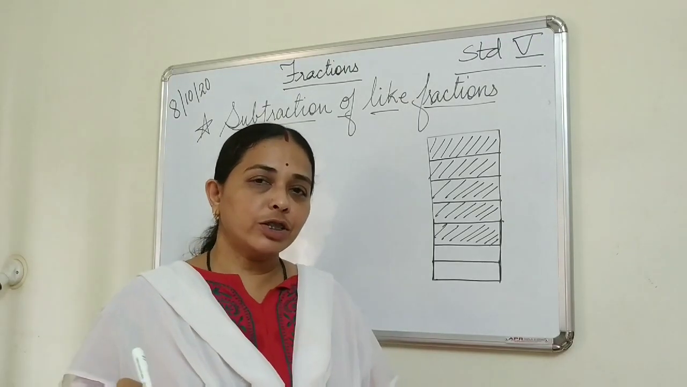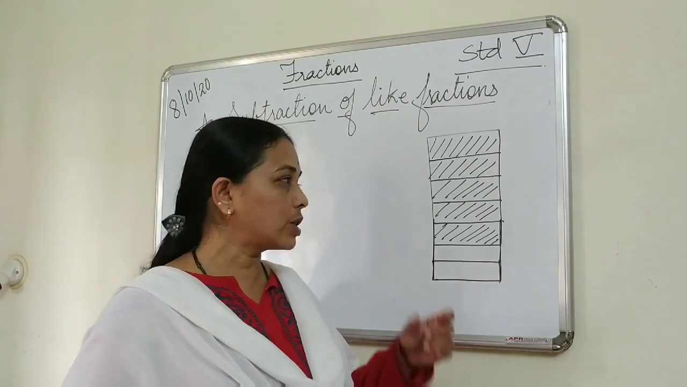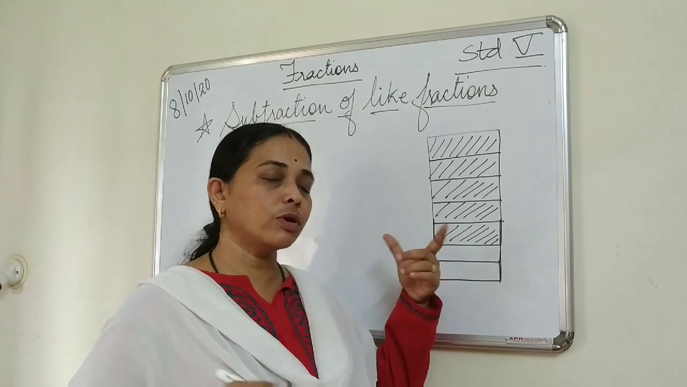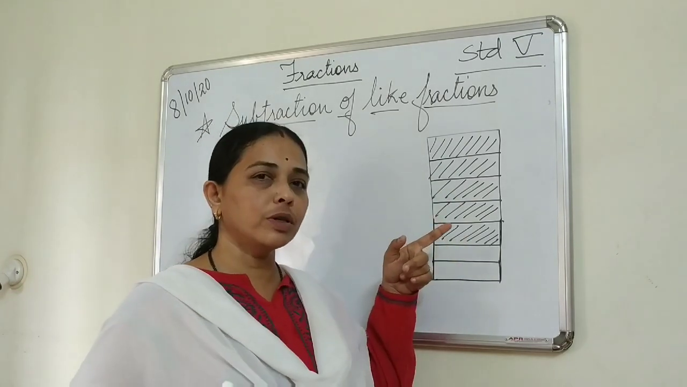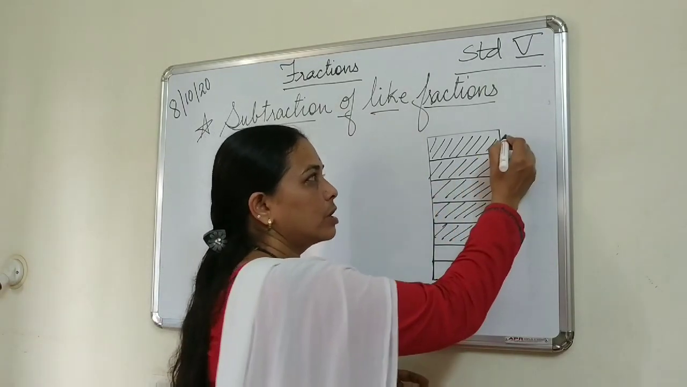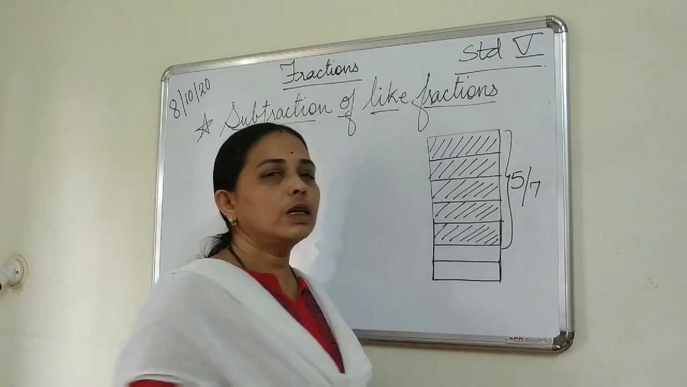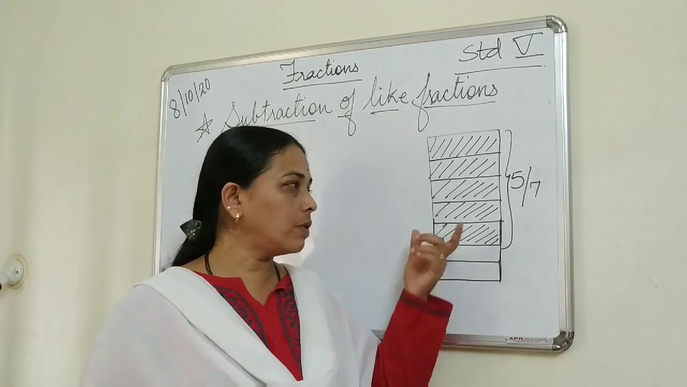You have studied addition of like fractions. We will study now addition and subtraction of like fractions. Here there is a bar, or you can take a, okay, we'll take a Cadbury bar, and from that Cadbury bar, your mother, while you are going to school, gave you 5 pieces. These 5 pieces out of 7 she gave you while going to school.